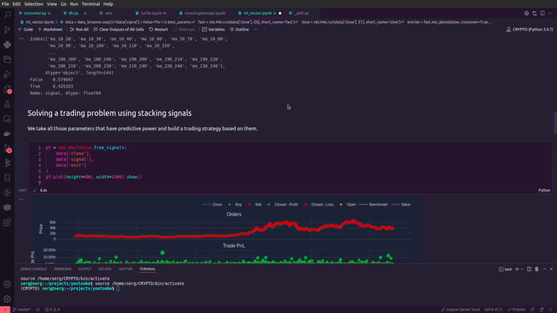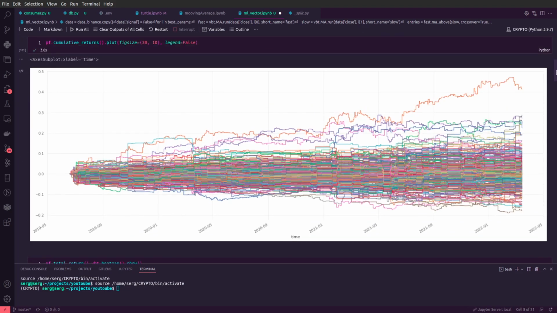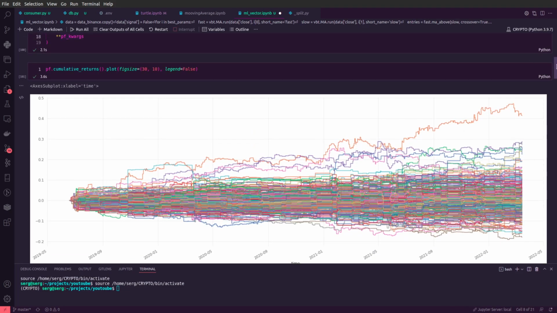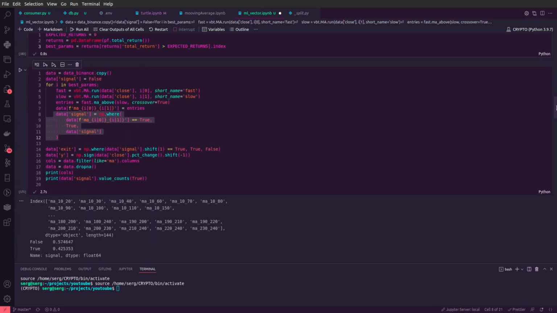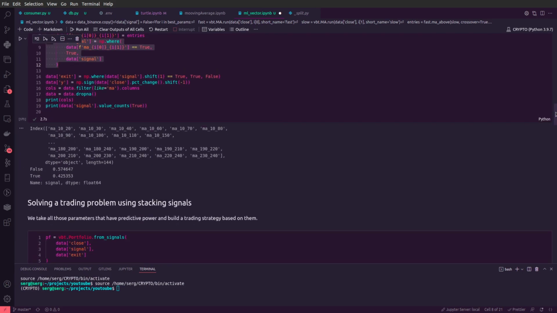Next I wrote some description for you, for example, solving a trading problem using stacking signals. We did it here. We create a stack of all these signals with a positive distribution of returns. Let's find what happens for this. I remember we hold the position only one hour.